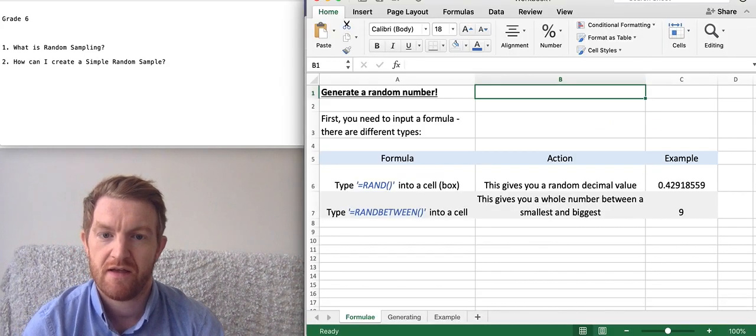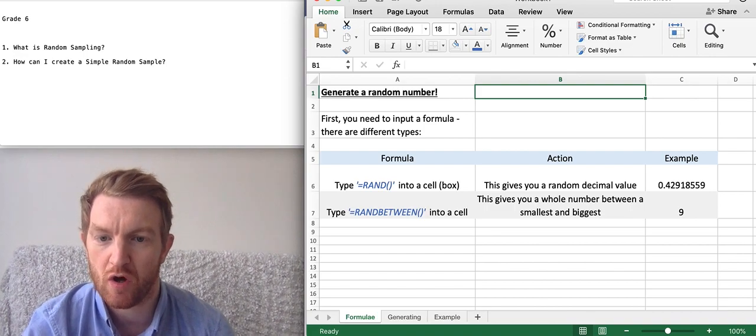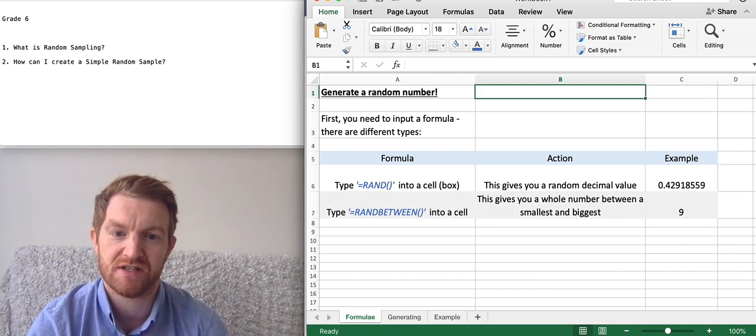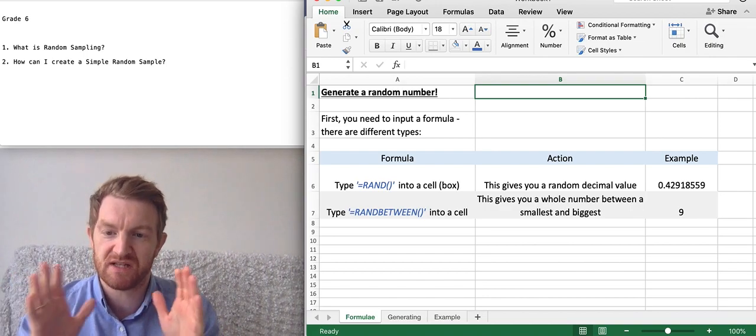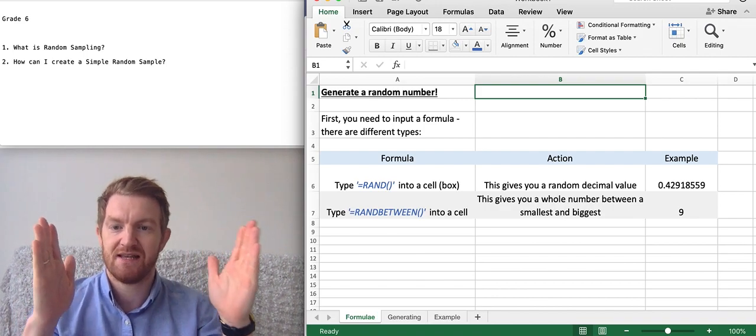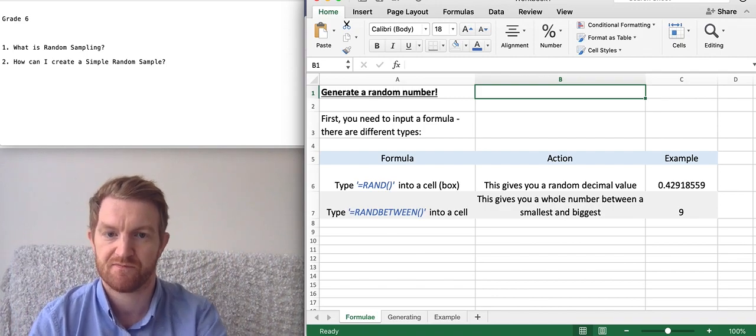If I want to generate a random number, I've got two options. I can do RAND, which is just a random number that can be a decimal, or RANDBETWEEN, which is where I say, okay, I know what numbers I want to choose, so start here, end here, and give me any number in between.